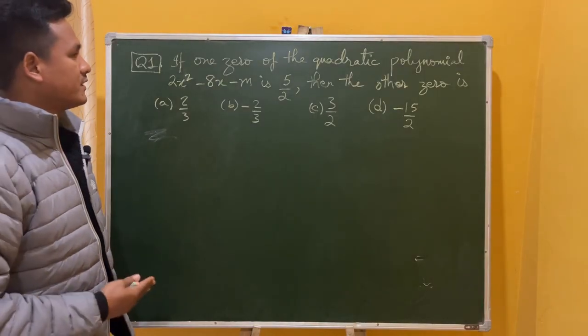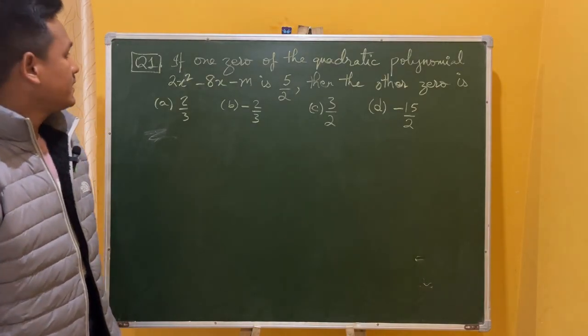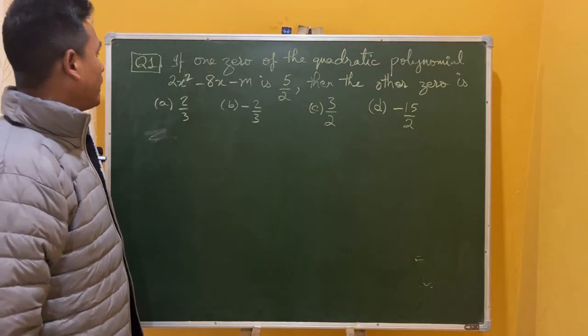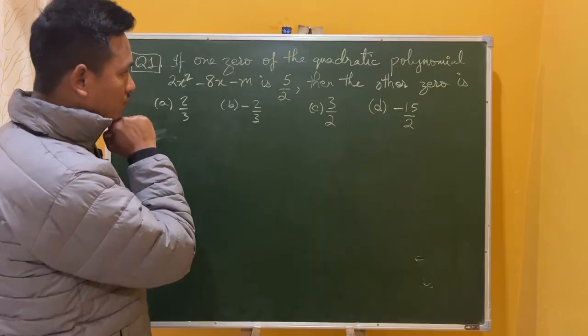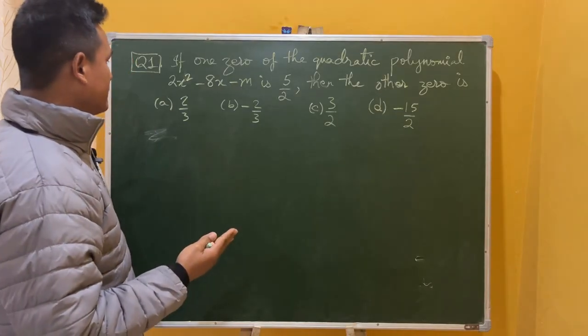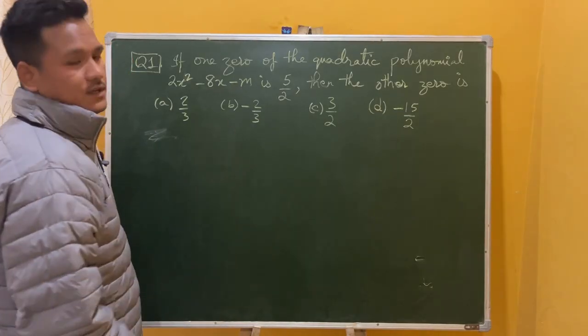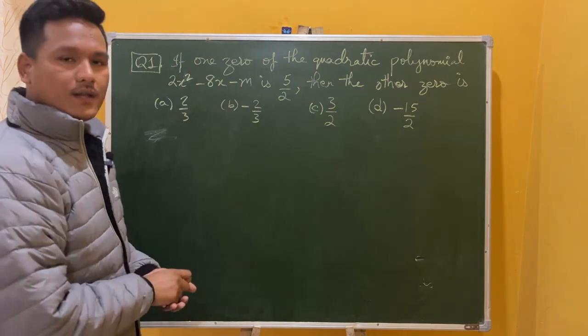Okay, the first question is here. It says if one zero of the quadratic polynomial 2x square minus 8x minus m is 5 by 2, then the other zero is one of these, right? So how do we get the answer?